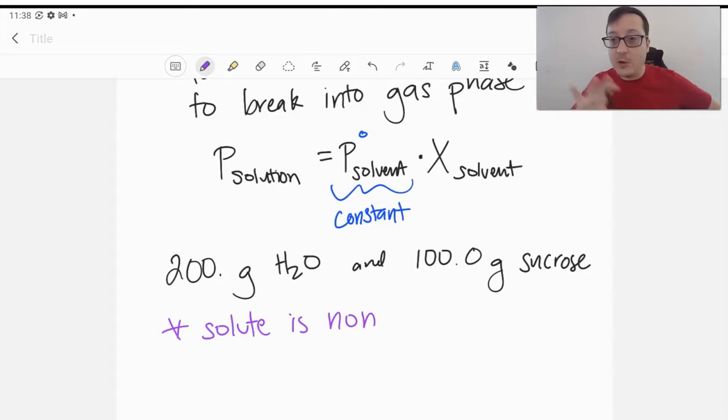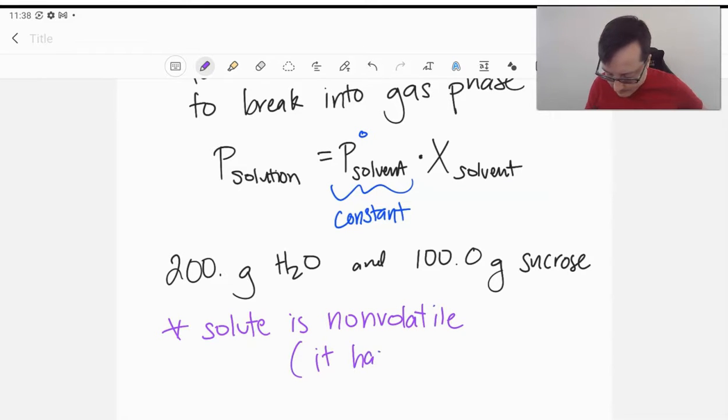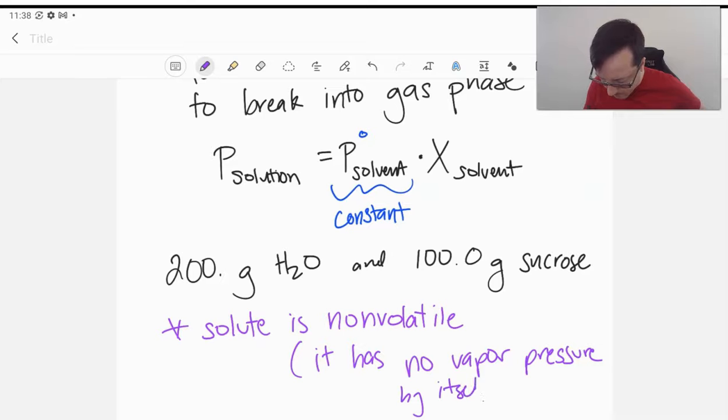Otherwise, we're going to get into a whole mess of things that we're going to cover in organic chemistry when we talk about two volatile particles. Non-volatile means it has no vapor pressure by itself. So sucrose doesn't have vapor pressure because sucrose is a solid at room temperature, right? So we're not expecting there to be gas particles in glucose, or sucrose rather. So this relationship only is applicable when your solute is non-volatile, meaning there's no vapor pressure associated with the solute.